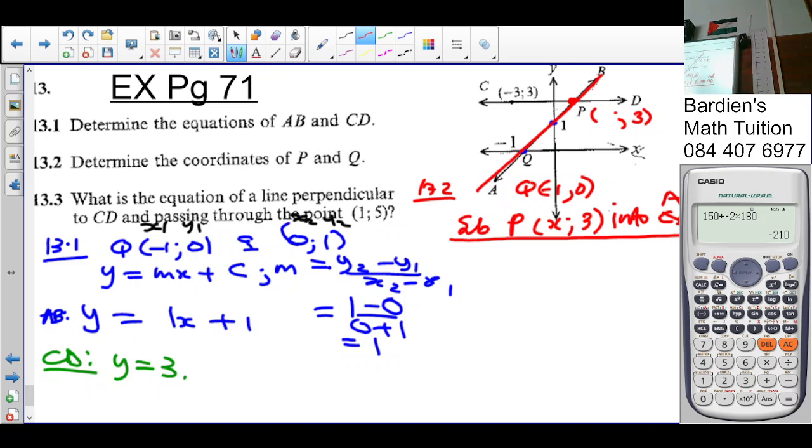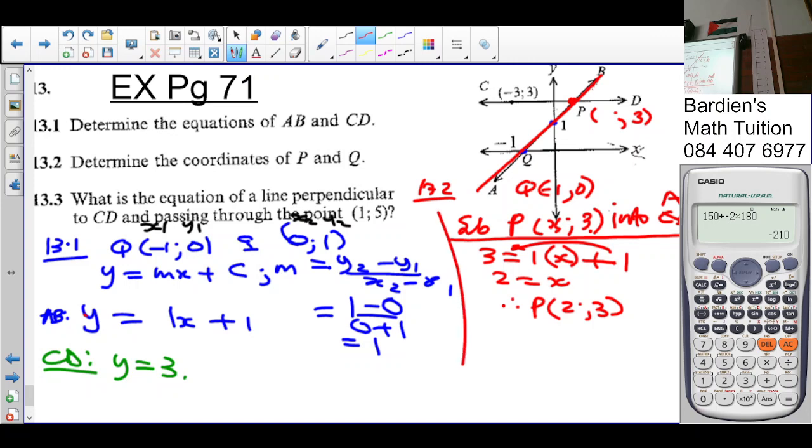So if we do the substitution, this is an X and a Y. Sorry, your Y is 3. So it's going to be 3 is equal to 1 times X plus 1. You take that over the equal sign, so X is equal to 3 minus 1, which is 2. Therefore, P is going to be 2 and 3. Okay. It's important to understand these types of questions, okay? So it comes in all the time.